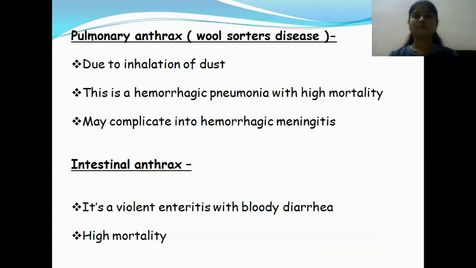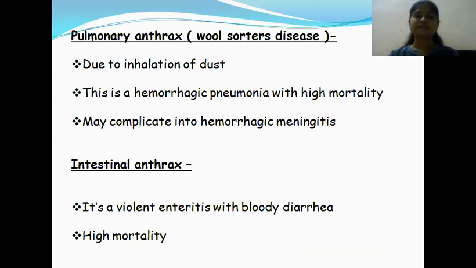Next, coming to pulmonary anthrax, this is also called as the Wool-Sorter's disease. This is due to inhalation of the dust. The dust basically contains the spores of the bacilli. This is a hemorrhagic pneumonia with high mortality, and it may also complicate into hemorrhagic meningitis.